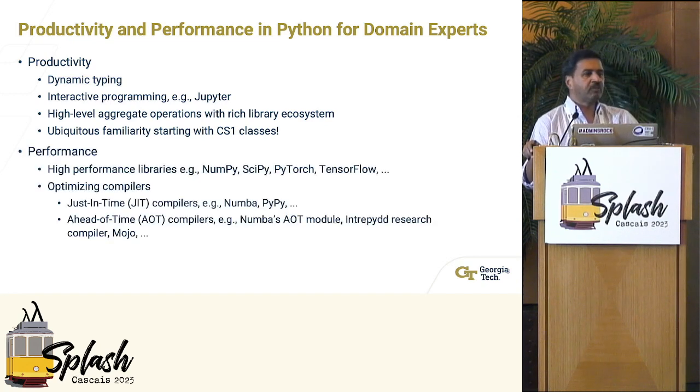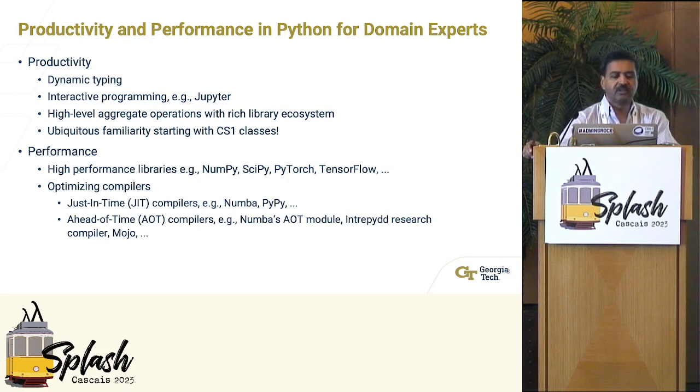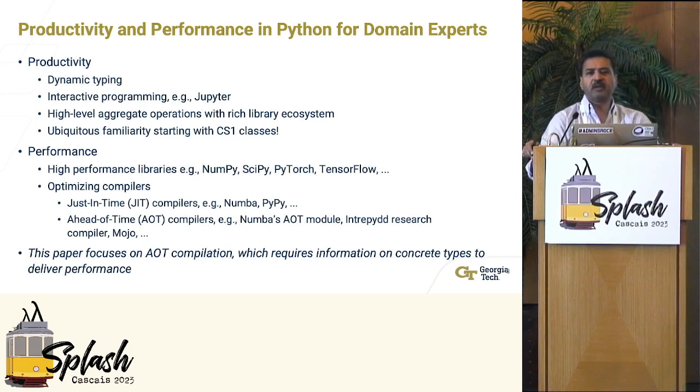They can get performance from high-performance libraries, but that's only if the computation they want to perform matches an existing library. If they have some code that does not match a library, then they are reliant on optimizing compilers. There are JIT compilers for Python, and there are also some ahead-of-time compilers. The focus of this paper is to start with ahead-of-time compilation, and certainly in this case, you need concrete types to deliver performance.